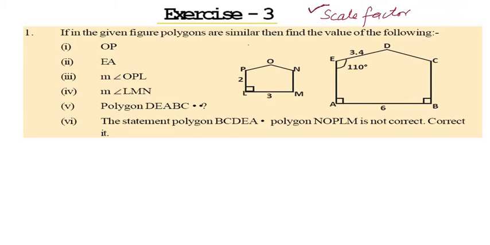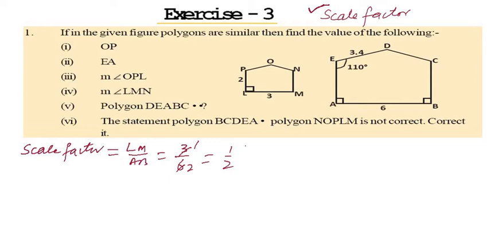First of all, we can find the scale factor. What is the scale factor on both the figures? Figure is AB. This is LM upon AB. You can write here LM upon AB. Both are similar. So you can write here LM is 3 and it is your 6. So 3 1 ja 3 and 3 2 ja 6. So 1 by 2 is the scale factor.